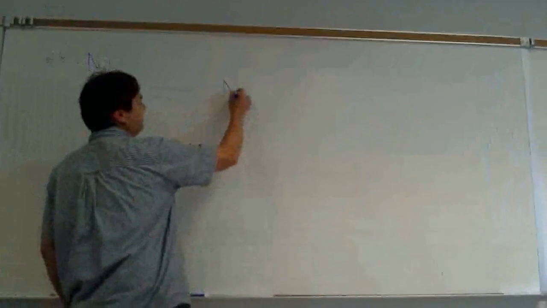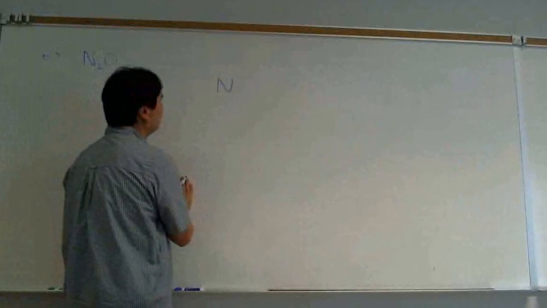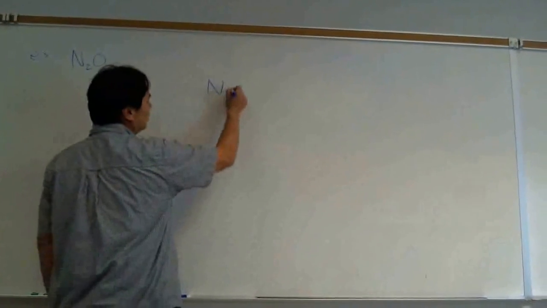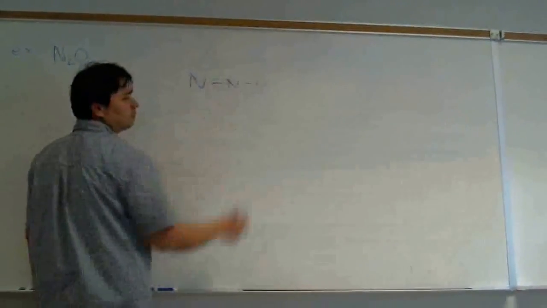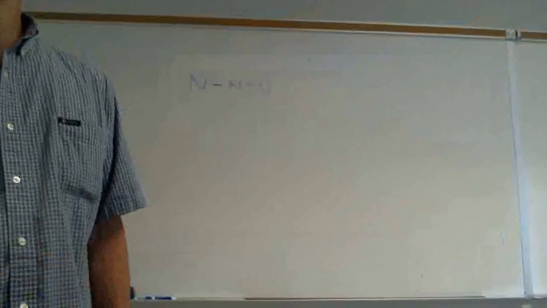What did you do for this? Did you put it NNO? NNO or NON? NNO. How come you did NNO? Because N is more electronegative, and O is the least electronegative. That's not always the case. Sometimes O goes in the middle.